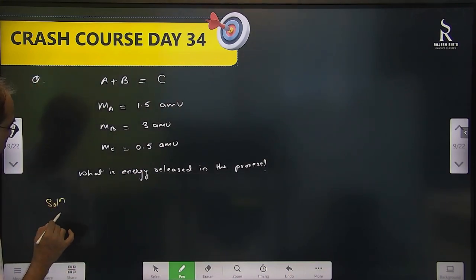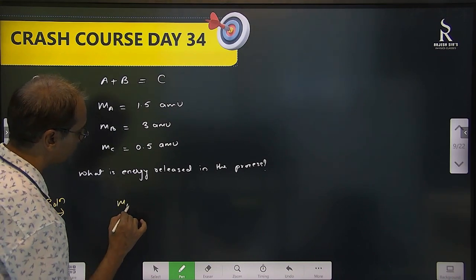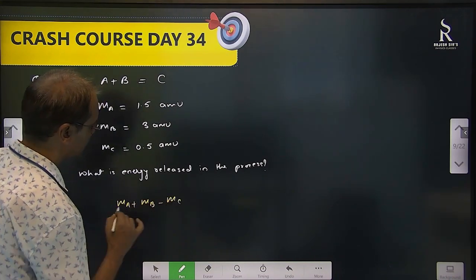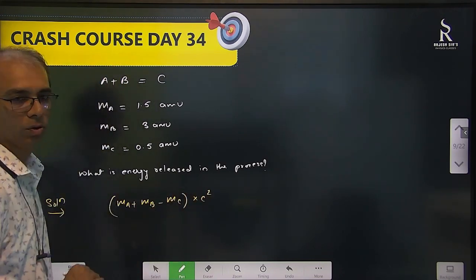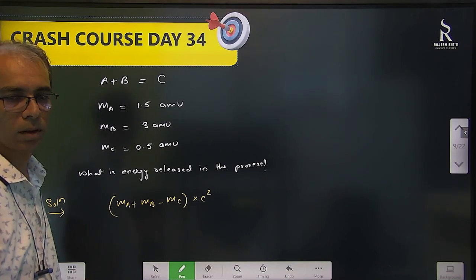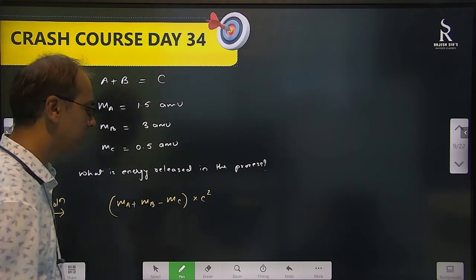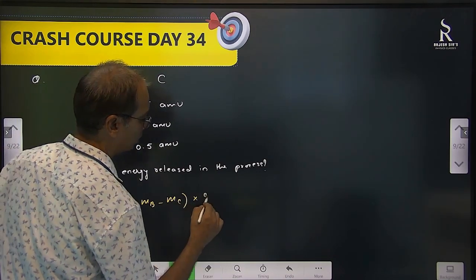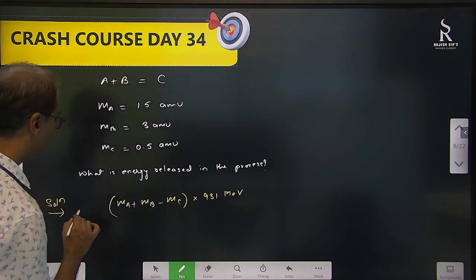What is the solution? Solution says it is (MA + MB - MC) into C square, because it's given in AMU. What to do? Or 931 you can do directly, because 1 AMU equals 931, that also you can do. So instead of C square, 931 mega electron volts. Okay, so what is it?